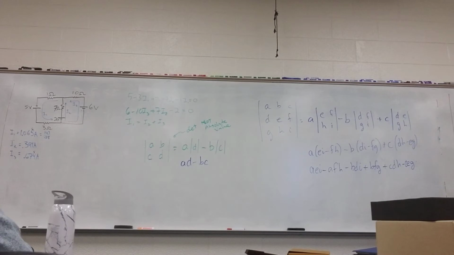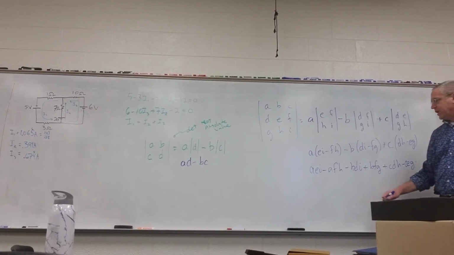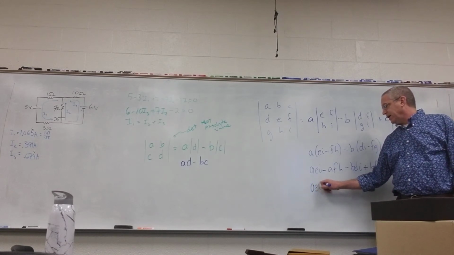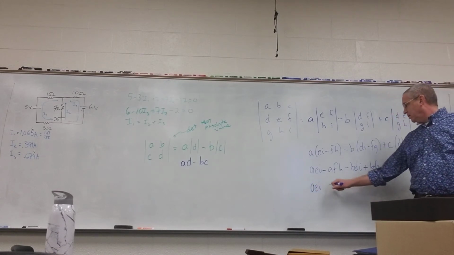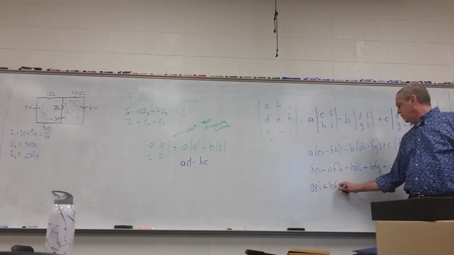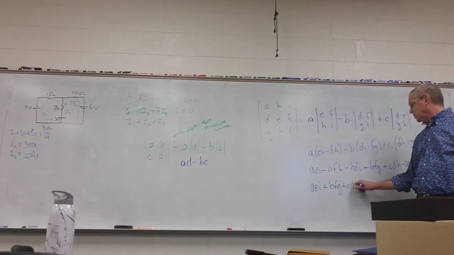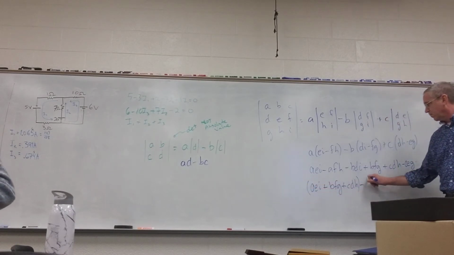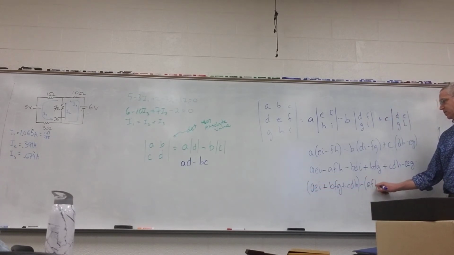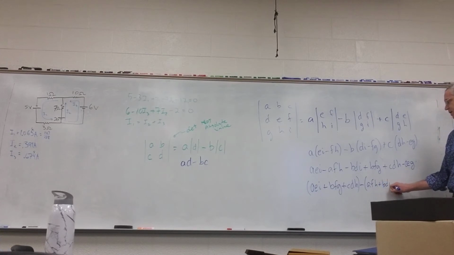In reality, when I'm solving a system of equations, I usually start with one of the techniques and then use another one, and there are times I've used all three within one problem. I'm going to put the positives together. So this is AEI plus BFG plus CDH minus AFH plus BDI plus CEG. All I did is group the ones that were positive and group the ones that were negative.